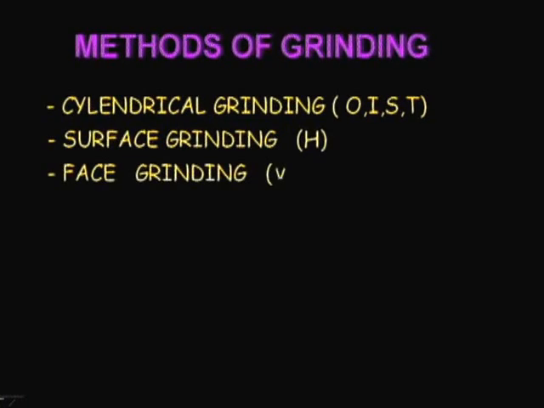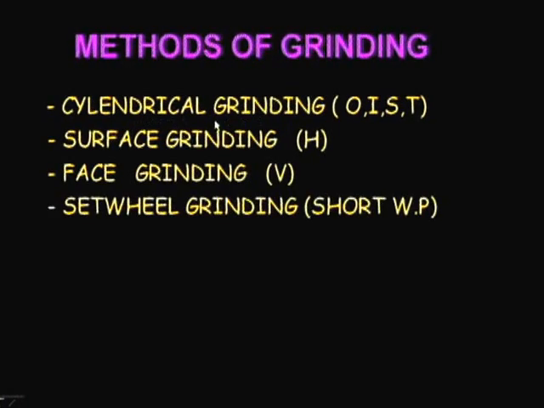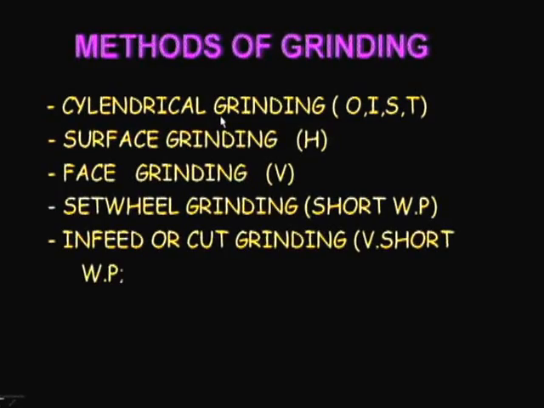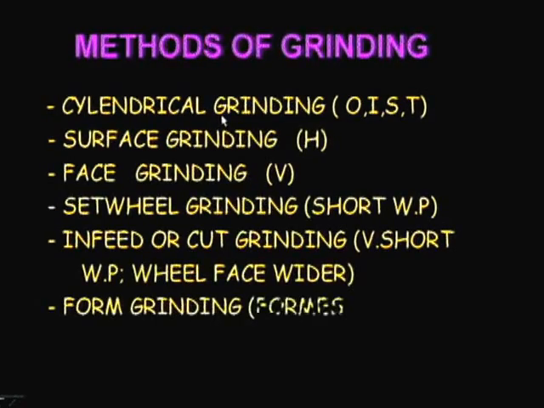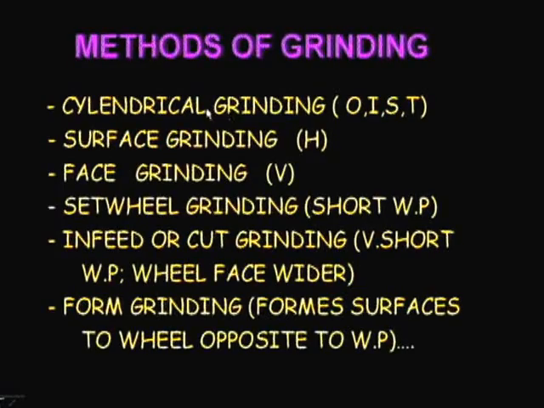Now, you can see the first one is cylindrical grinding. What is cylindrical grinding? In cylindrical grinding we can go for outside diameters, inside diameters, surface grinding and taper grinding. All four grindings we can do. In surface grinding only horizontal surfaces can be done, in face grinding only vertical surfaces, and then set wheel grinding. Here the workpiece is short compared to the length or width of the grinding wheel, then we go for set wheel grinding. In feed or cut grinding, the workpiece is very short compared to the width of the grinding wheel.